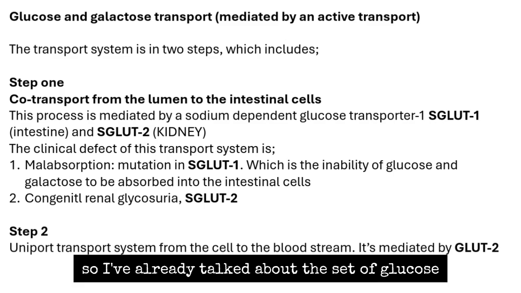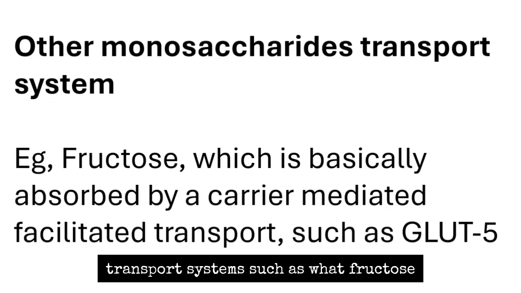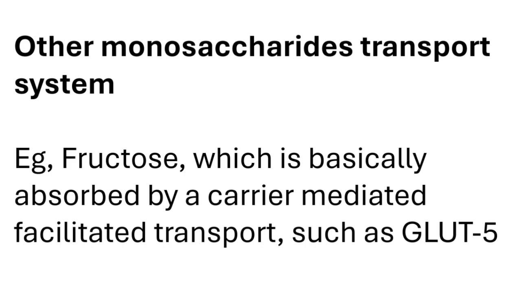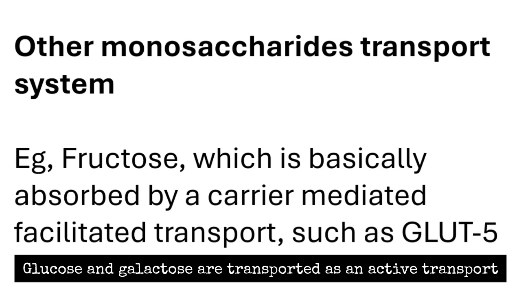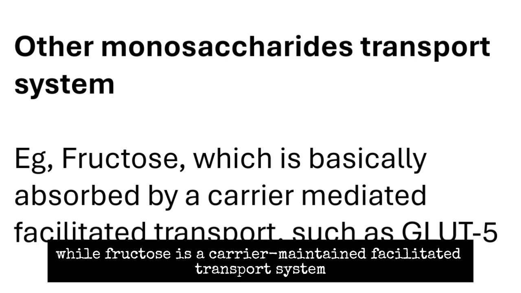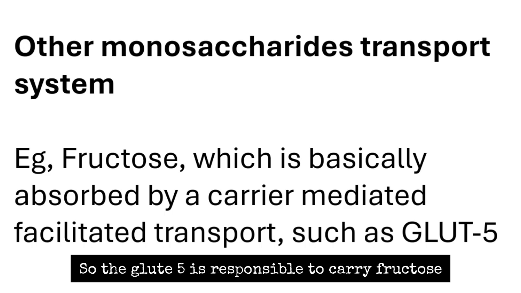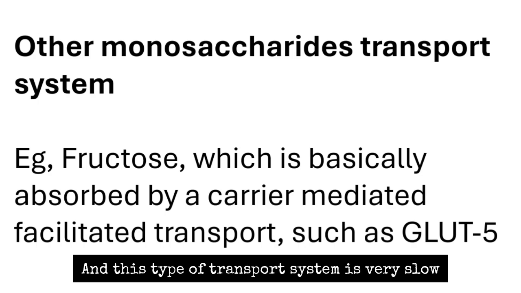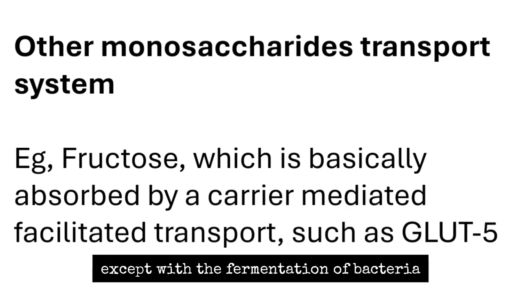So I've already talked about the set of glucose transporters we have. Now the next thing is other monosaccharide transport systems, such as what? Fructose. Fructose is definitely transported in a slow form. Now the way fructose is transported is different from the way glucose and galactose are transported. Glucose and galactose are transported by active transport, while fructose is a carrier-mediated facilitated transport system, and it occurs in the GLUT5. So the GLUT5 is responsible for carrying fructose from the intestine to the bloodstream.